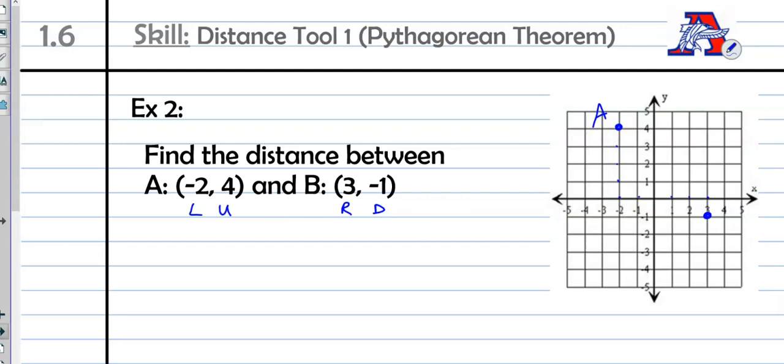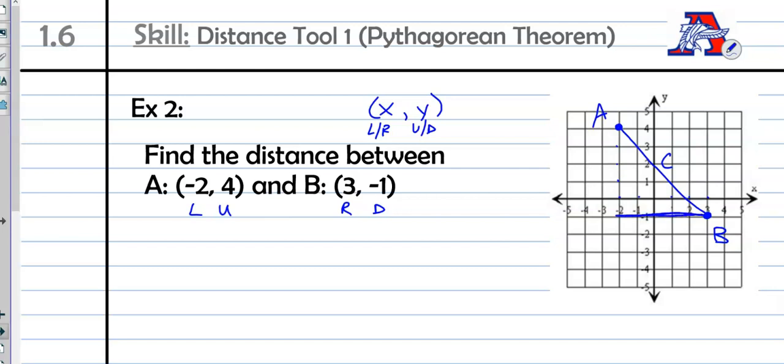Remember, your X direction is always first. You're always going X, then Y. X is your left, right, and Y is your up, down, if you need a little reminder there. That's where our point B is located. All right, then I'm going to connect those. That's what we're looking for. That's the length we're looking for.